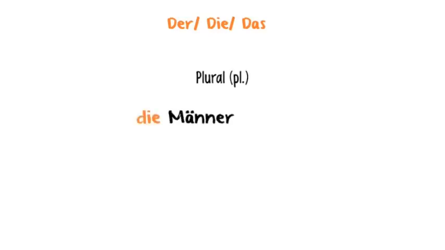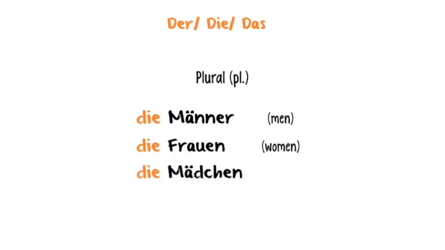Now let's have a look at der, die, das in the case of the plural form. In the plural form, we have die Männer, which means men, die Frauen, which means women, and die Mädchen, which means girls. Here you can see that the article for the plural form is always die. The personal pronoun for that is sie, which means they.